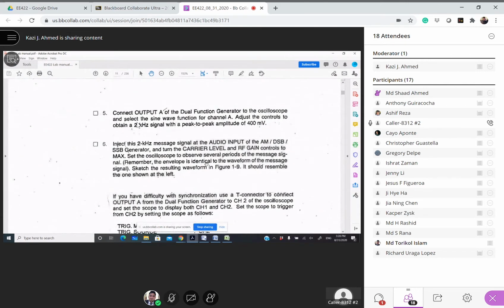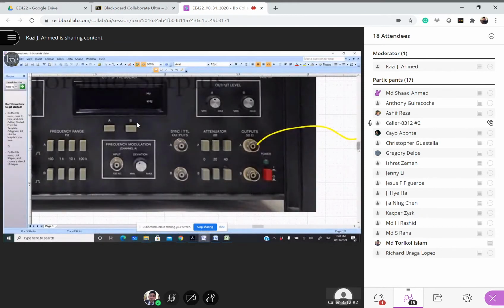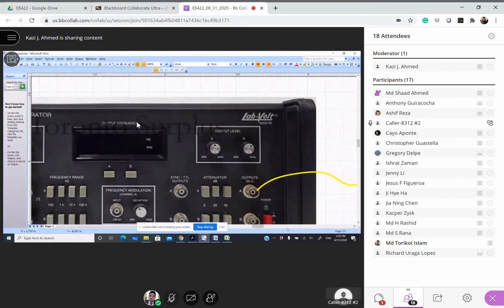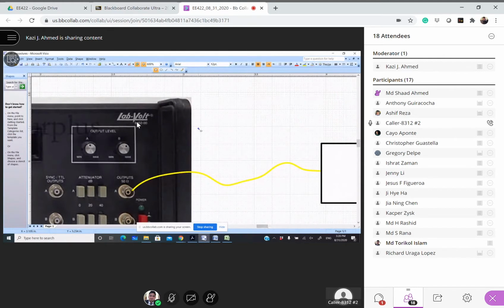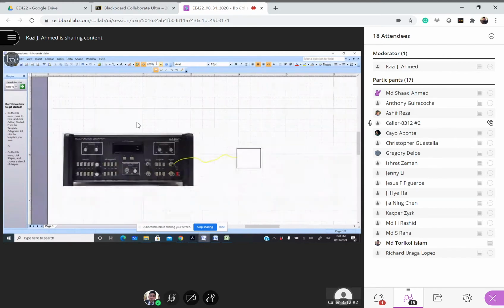So we know what output we are going to get. We already see, but let us see the connection. We have to put this to the audio input of the AM generator. So let's see audio input. Now we test by the oscilloscope and pick the right frequency and amplitude that we require for this case.